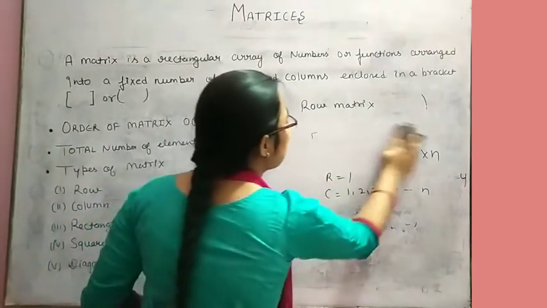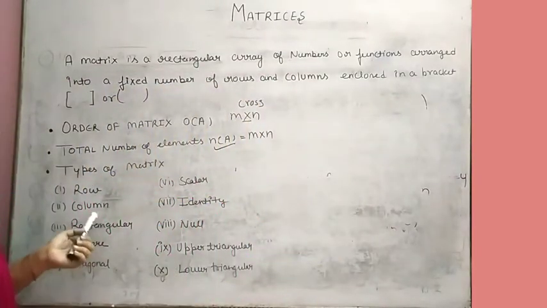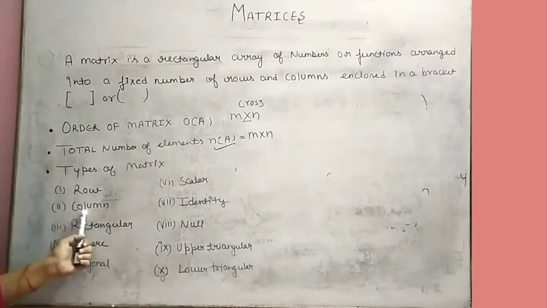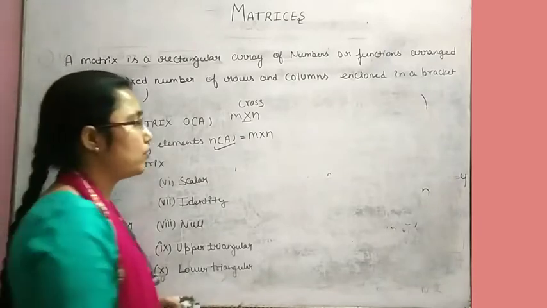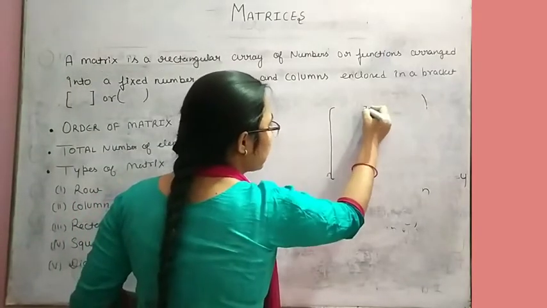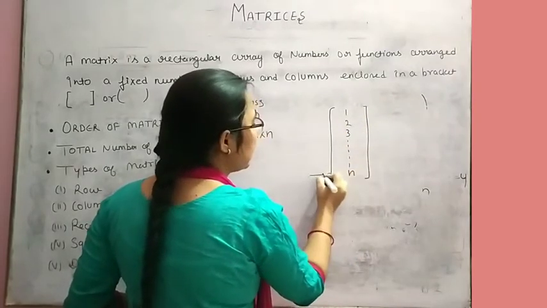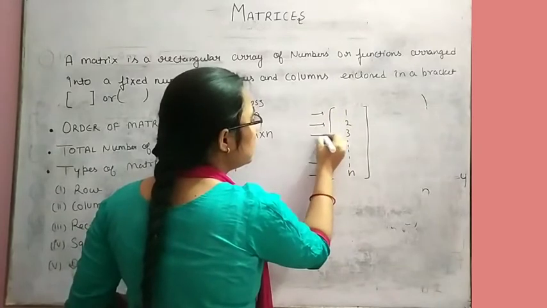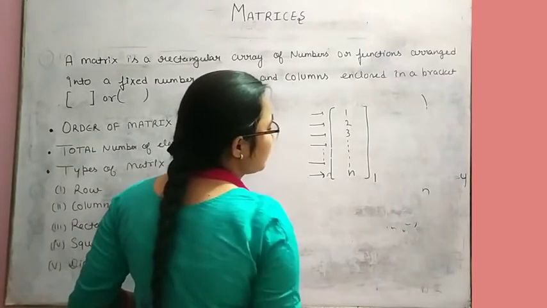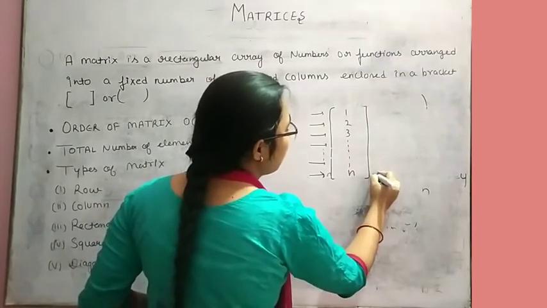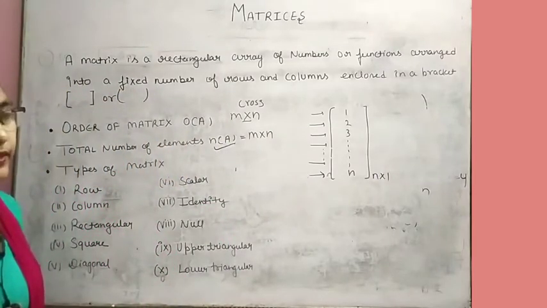And the second one is column matrix. By the name, we identify that a column matrix possesses only one column and multiple rows. Maybe 1, 2, 3, 4 and so on up to n rows. So the order of this column matrix is defined as number of rows, that is m cross 1.